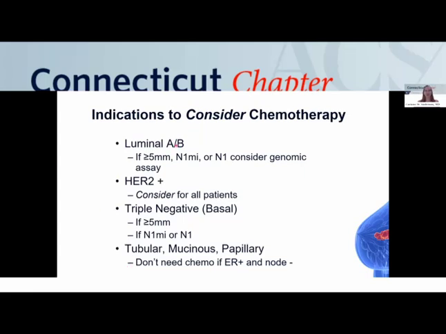So who should have chemotherapy? For luminal cancers, the majority of these do not require chemotherapy, but if they are greater or equal to 5 millimeters or they're involving lymph nodes, usually we use a genomic assay like an oncotype to help determine the need and benefit of chemotherapy. HER2 positive therapy should really be considered for all patients with HER2 positive disease. For triple negative cancers, again, if it's your T1b or greater or you have nodal involvement. Tubular, mucinous, and papillary cancers, in case you do see these, are so favorable that if they're ER positive and node negative, they do not need chemotherapy, and you do not need to request any genomic assay to validate that.